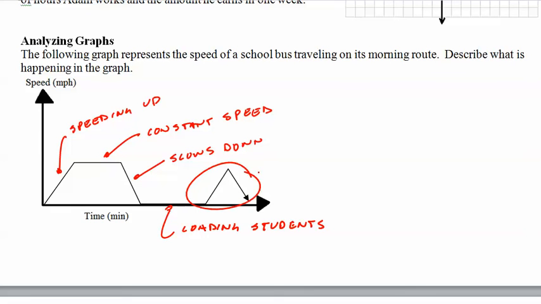And this one's the same thing, except no constant speed. It started to speed up, and then it realized it's getting right to the next stop. That's how you analyze a graph. It takes some time. It takes a lot of time to get good at analyzing graphs, so be prepared.